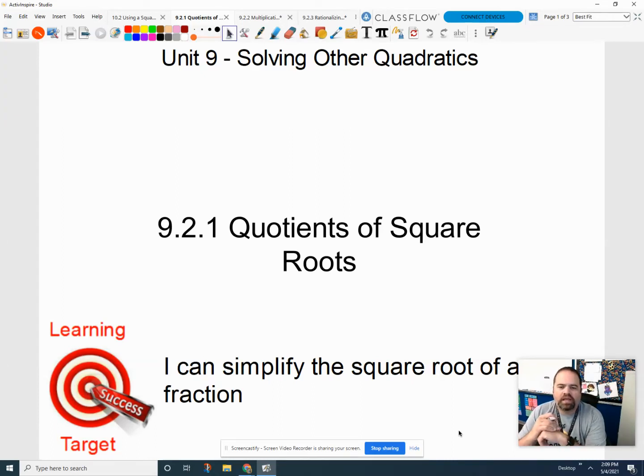So we're going to take kind of a pause on solving quadratics and do a couple of days working with square roots, because I got to looking at it and there's some things that you kind of need to be able to do before we move forward with solving the quadratics and getting into the quadratic formula. So we're going to divide, multiply, and rationalize. And we'll get into that last one on Friday when you guys are back in person.